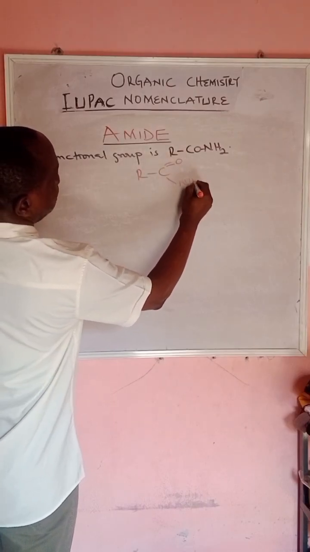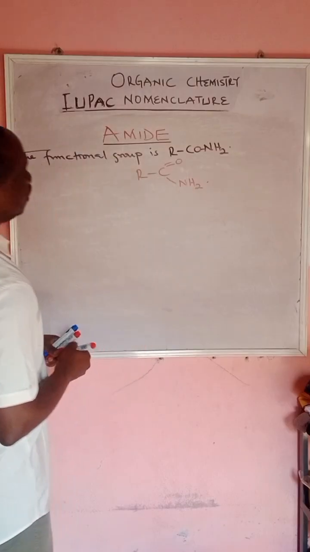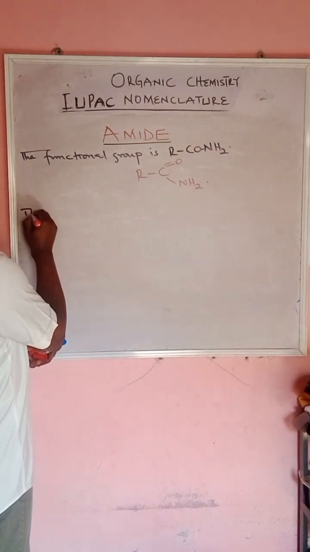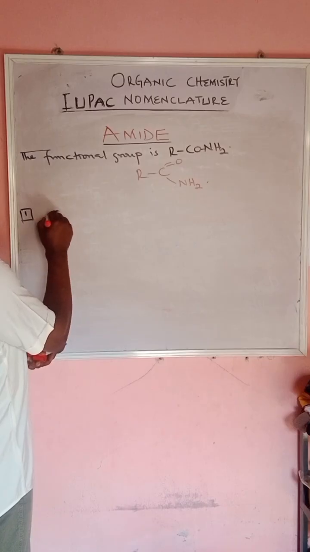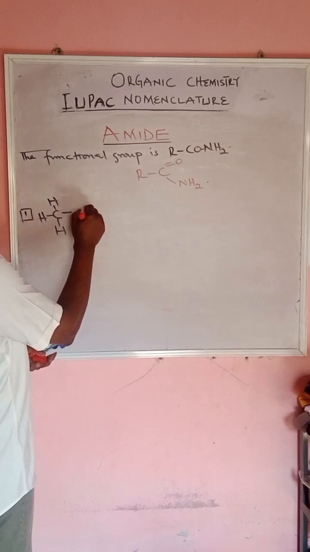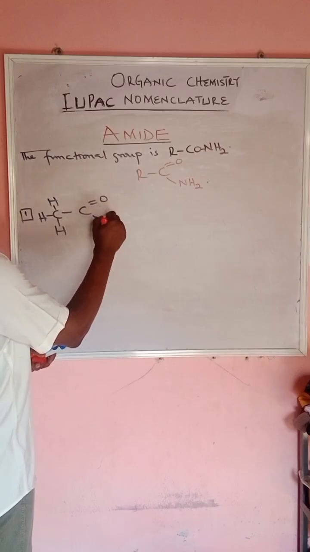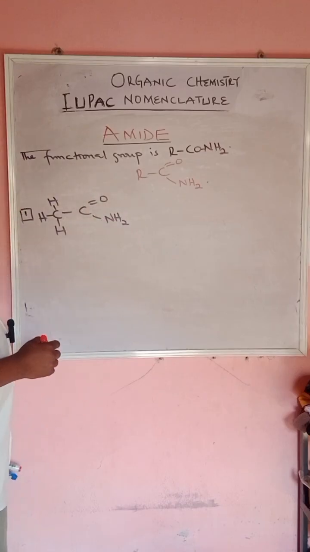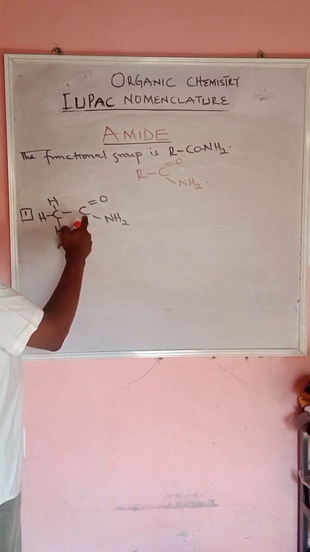So let's see the first one. We put methyl here, carbon double bond O, you have NH2. So this one we call ethanamide. The amide is here, the functional group is here. So we call it ethanamide.